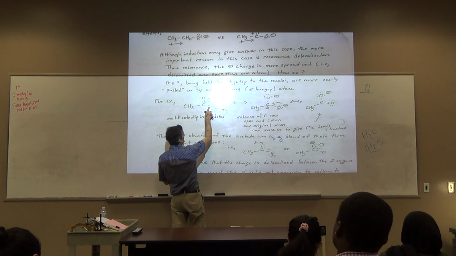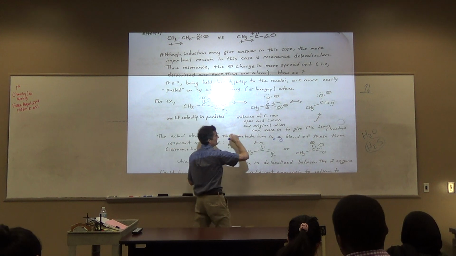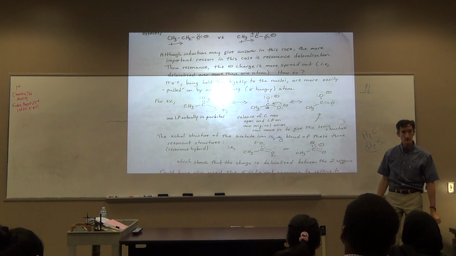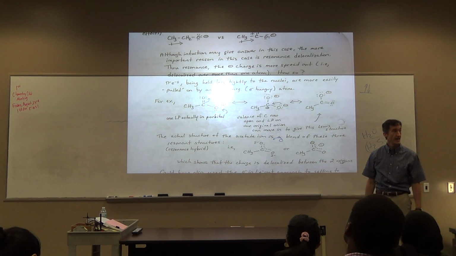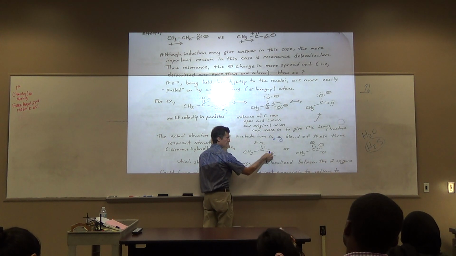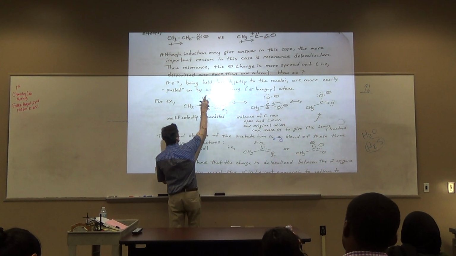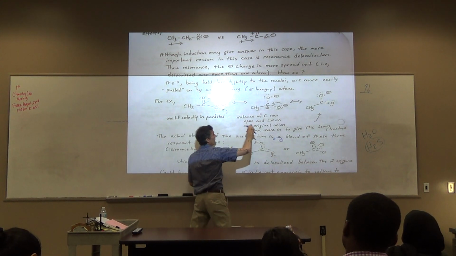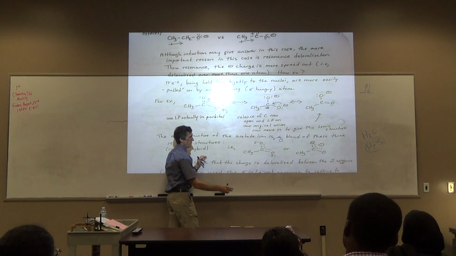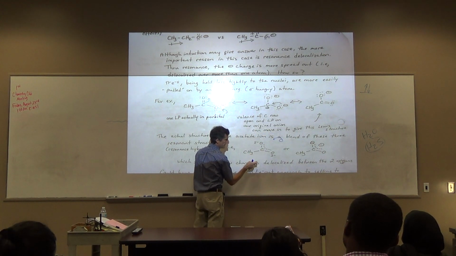Single bond here between this C and O. Double bond. What's the average of single and double? 1.5. And that's what I'm illustrating here. We've got a bond and a half between the C and the O. What's the average between double and single? Also 1.5. It's a bond and a half.